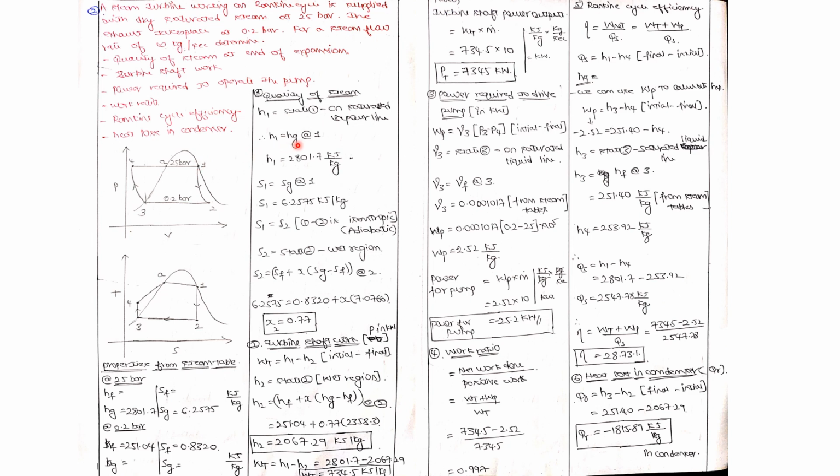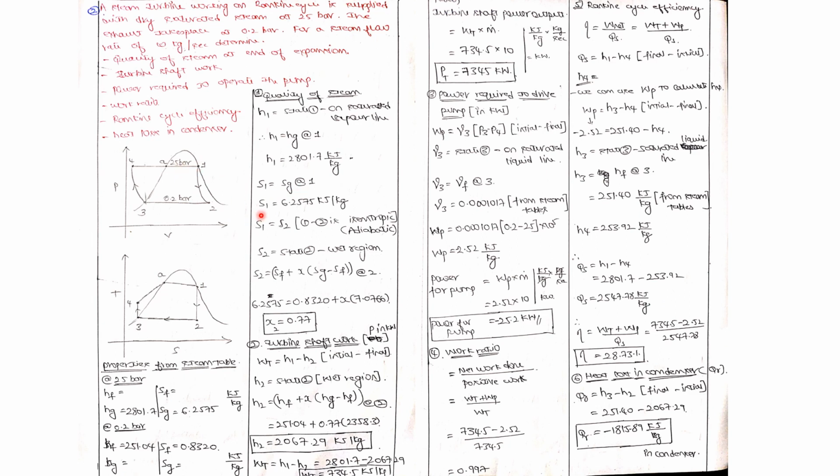Now, what is state 1? State 1 is at 25 bar. So, at 25 bar, what is the value of hg? You can take it from the tables, that is 2801.7. So, that same value would be your H1 because it is on the saturated vapor line. Second thing, S1, similarly it is sg at 1, because it is on the saturated vapor line. So S1 is equal to this much.